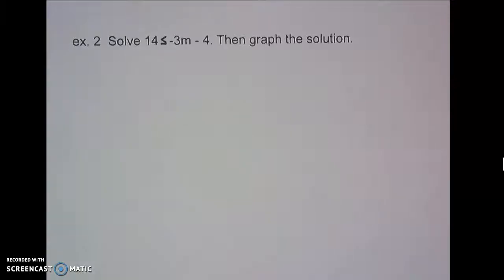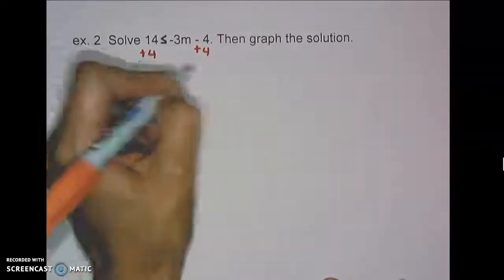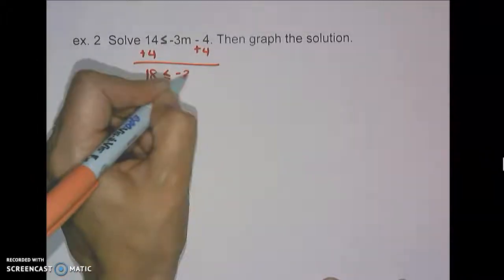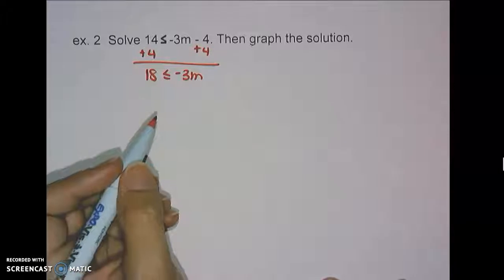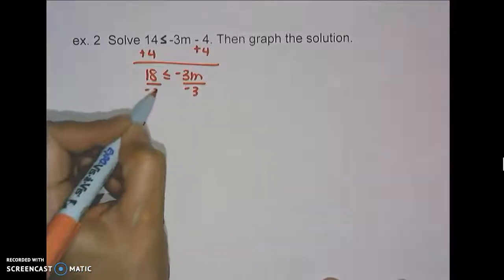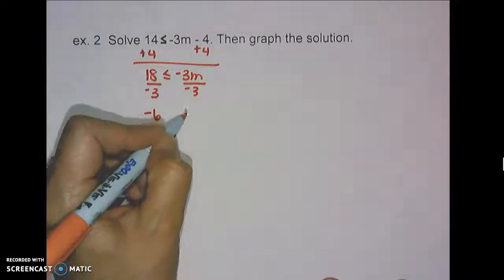Okay, let's look at solving 14 is less than or equal to negative 3m minus 4. To get m by itself, we're going to add 4 to both sides. That gives us 18 is less than or equal to negative 3m. Getting m by itself, we're going to divide by negative 3 on both sides. Here we get negative 6. This side we get m.